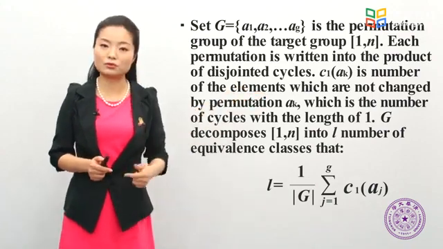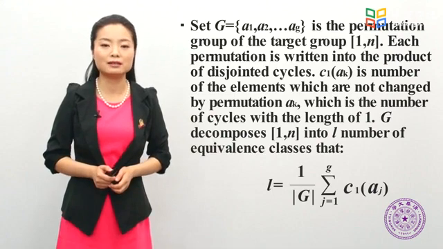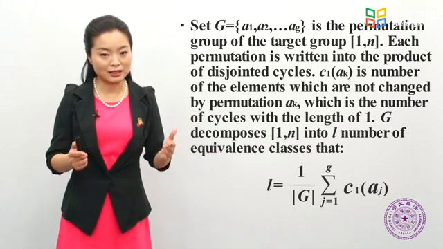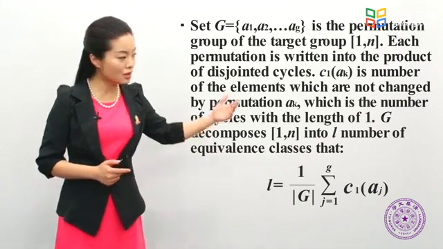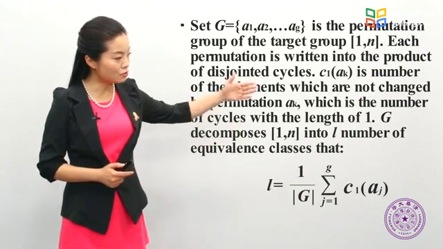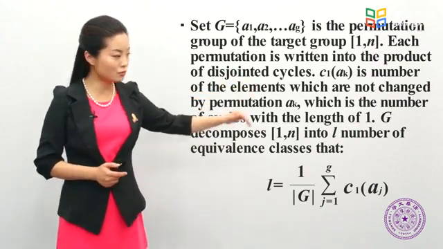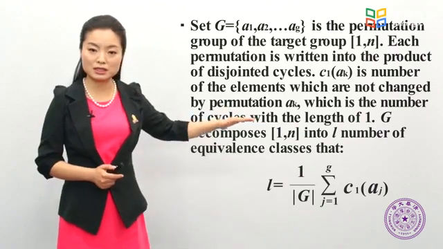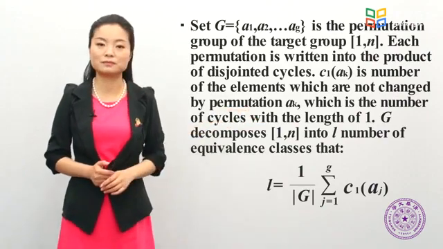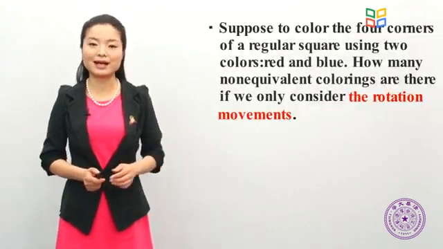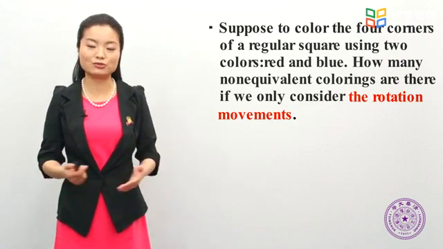G splits the n elements into L equivalence classes. Then the number of equivalence classes L is equal to how many? It should be equal to the sum of the number of all one-order cycles divided by the order of G, which is small g.